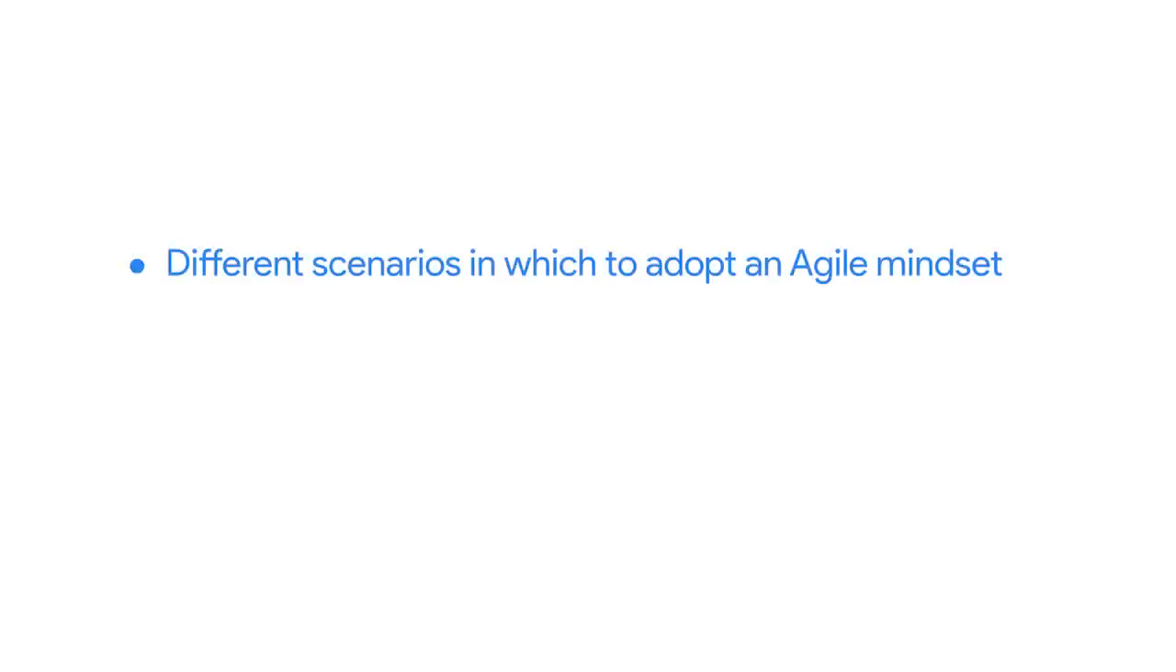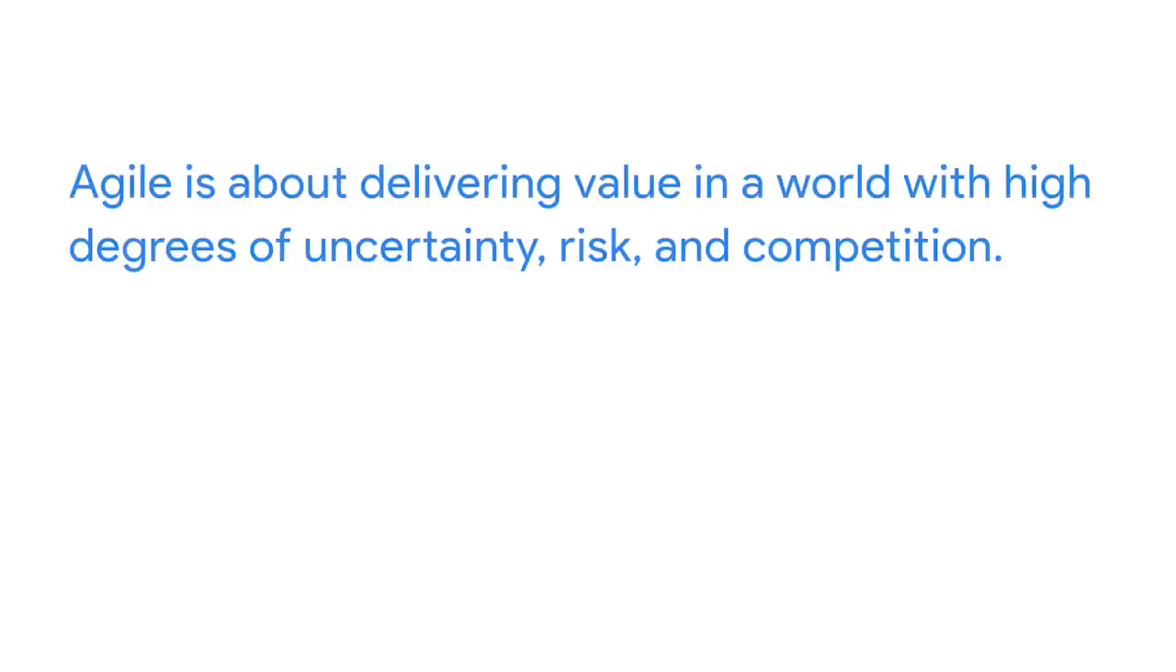Hi there. Every project exists within organizations and settings with different cultures, business objectives, and industry dynamics. In this video, we'll discuss some different scenarios in which you'd want to adopt an Agile mindset. I'll also introduce you to a concept called VUCA that can help you decide which management approach is best for your project. Remember, Agile is about delivering value in a world with high degrees of uncertainty, risk, and competition.